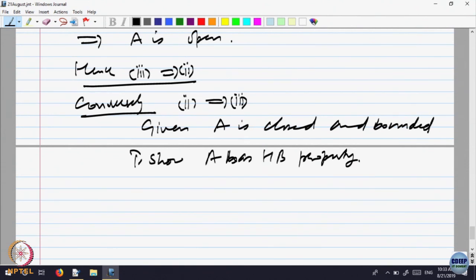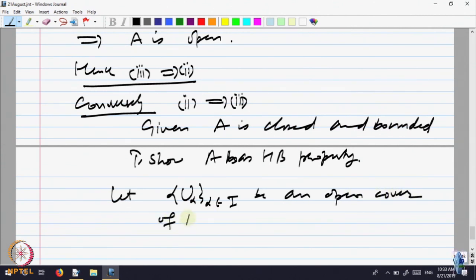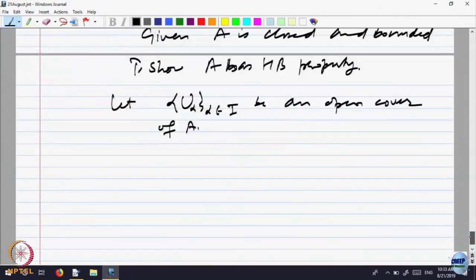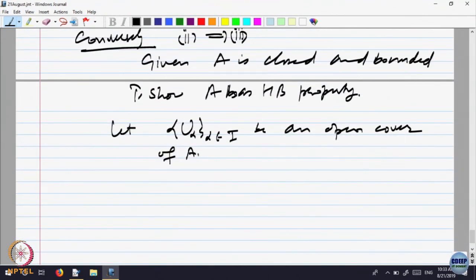Right? So, where do we start? To show it has Heine-Borel property, I should start with an open covering of A and get a finite subcover. So, let us say U alpha, alpha belonging to I, be an open cover of A. So, I have to construct a finite subcover. We only know A is closed and bounded.